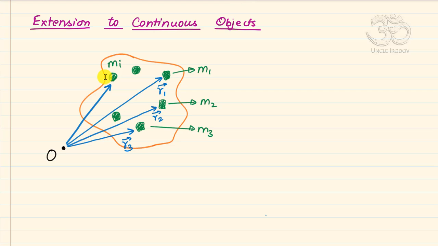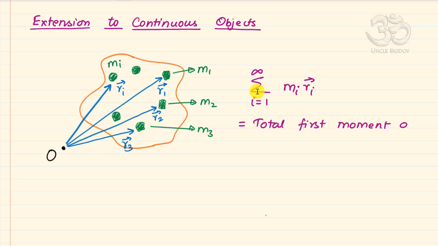So you've got this location, this is ri, and you can figure out the total first moment of inertia of this object about this point O by adding up all these individual moments of inertia. And you know that there will be infinite particles, so I will probably say summation of i going from 1 to infinity mi ri. This is the total first moment of inertia of all particles about O.